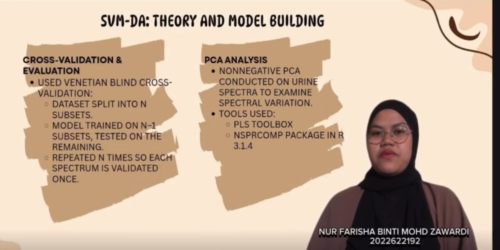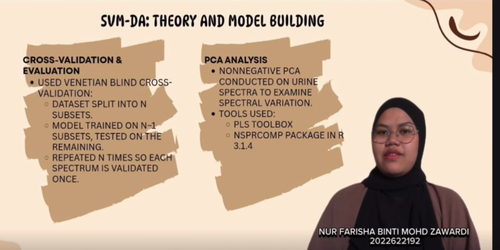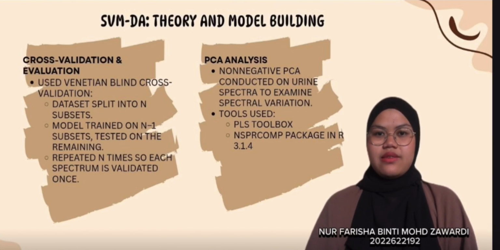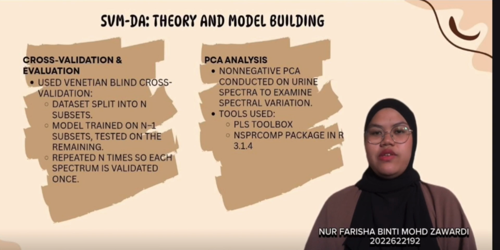Next is cross-validation and evaluation. It used Venetian blind cross-validation. The dataset is split into N subsets. The model is trained on N-1 subsets and tested on the remaining one. It repeats N times so each spectrum is validated once. A confusion matrix is used to evaluate model accuracy. No probability threshold is used; classification is based on the highest probability.